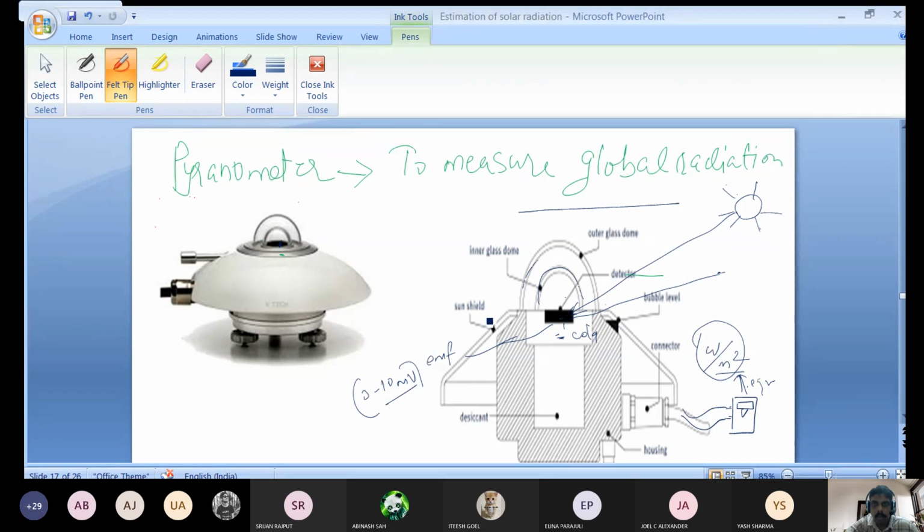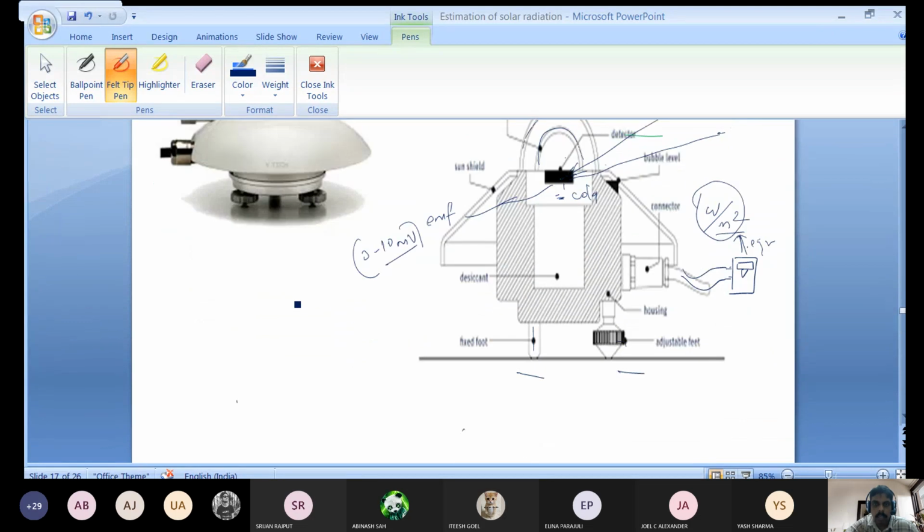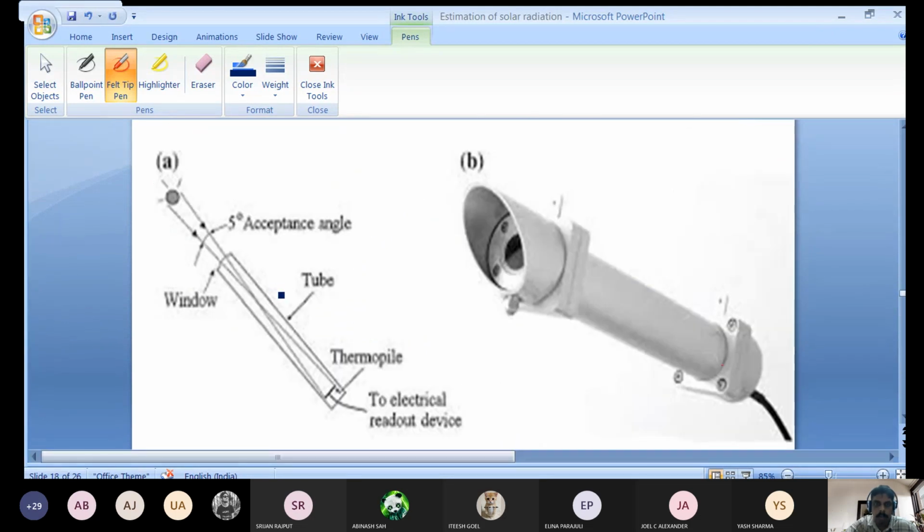Okay, so this is global radiation. Next we can have pyranometer. What is pyrheliometer? To measure beam radiation. Okay, so it is like a pipe. So the sensing area will be at the bottom side, not on the top. In the pyranometer, sensing area is top.